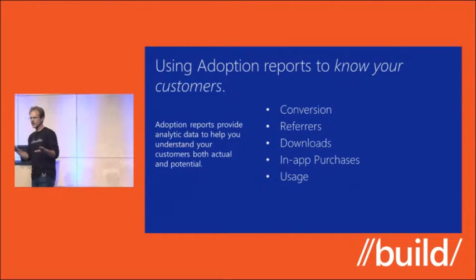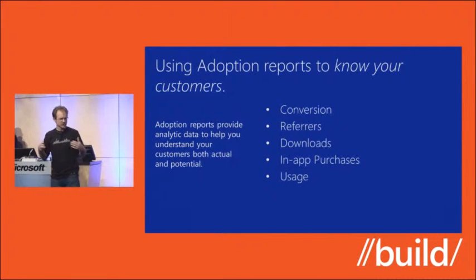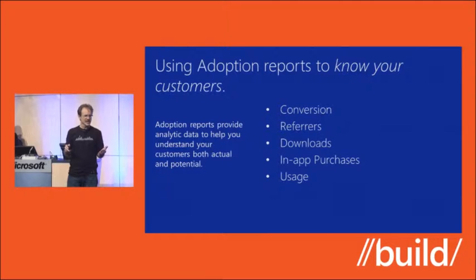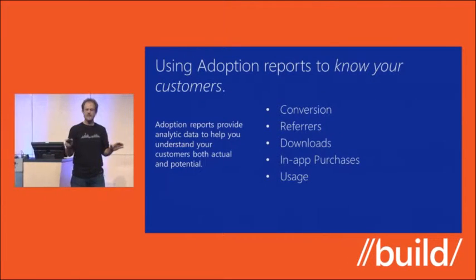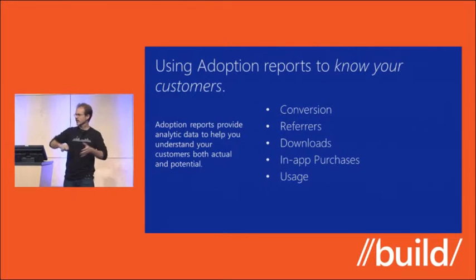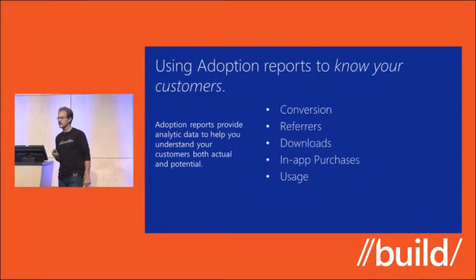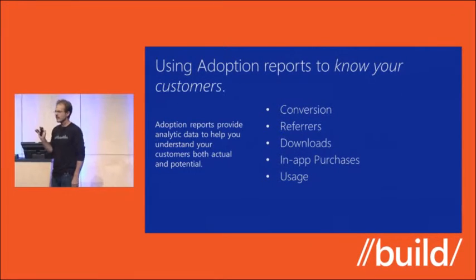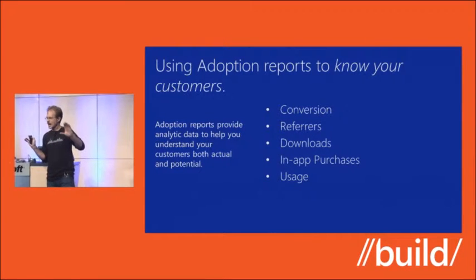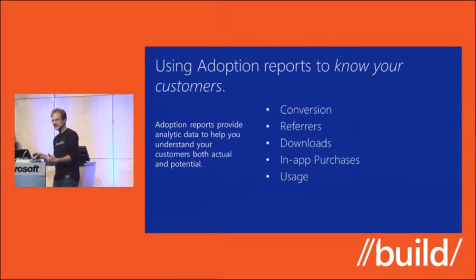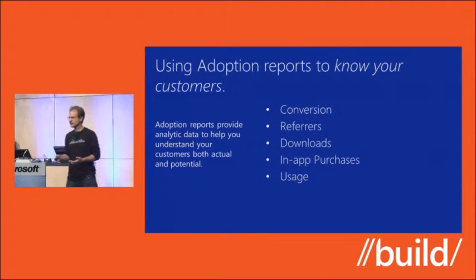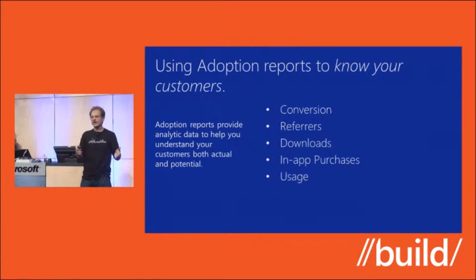So first we're going to start with the adoption reports, which help us understand how to know your customers. And this is both actual customers in your software and potential customers, people that are coming to your site that potentially will become your customers. So there are 5 different areas we're going to look at. Conversions: these are customers that come to your page, and is it compelling enough to get them to actually download your app? Referrers: how are customers finding your app? Where are they coming from?